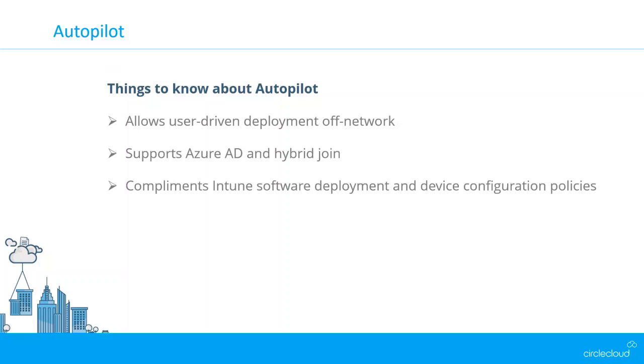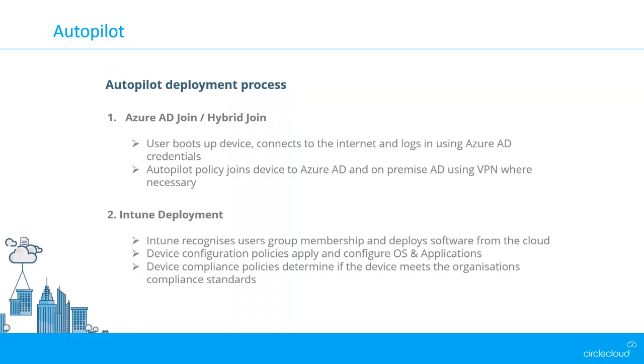And then the other thing to know is Autopilot complements Intune software deployment and device configuration policies really well, because part of the Autopilot process, the user would get the software they need and the device configured as you would like it to be in your organization. So this is where I want to give a little bit more understanding around exactly what the differences are between the different components involved.